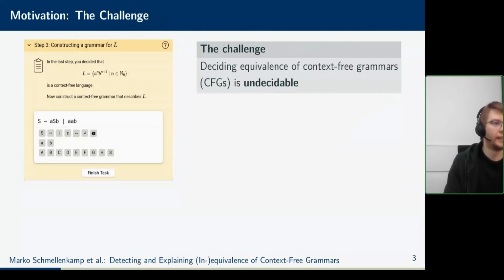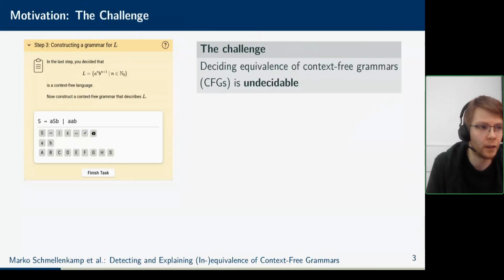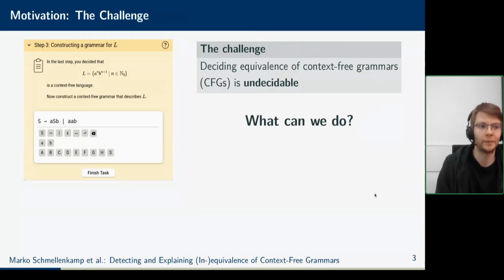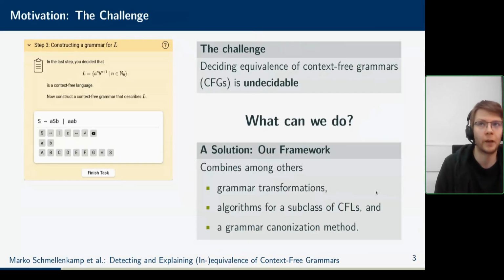That is difficult, because even deciding the equivalence of context-free grammars is undecidable, so providing this feedback is even more challenging. So, what can we do? Our framework offers a solution. We combine several factors to provide this kind of feedback. Of course, we cannot solve an undecidable problem in all cases, but in many cases. We use grammar transformations, a subclass of context-free languages and algorithms for that subclass, and also a grammar canonization method.